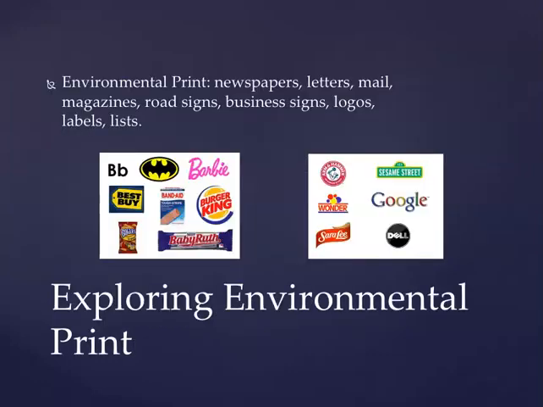So the other type of research that has been done is looking at how children interact with environmental print. And when we talk about environmental print, we're talking about anything in the environment that is written and that the child can have access to, can see, can observe. And so we're talking about newspapers, letters, mail, magazines, road signs, business signs, logos, labels, lists, you name it. Anything that is around the child that is in a written format can be considered environmental print.